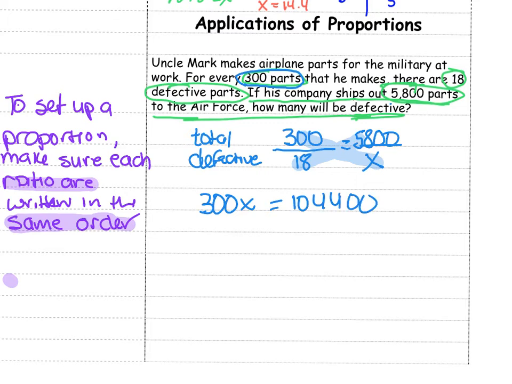I came up with 104,400. Hopefully you did as well. And so then I'm going to remember 300 times x, if it equals 104,400, that means 104,400 divided by 300. So we're doing that working backwards or fact family. So it's multiplied. So I'm going to divide.